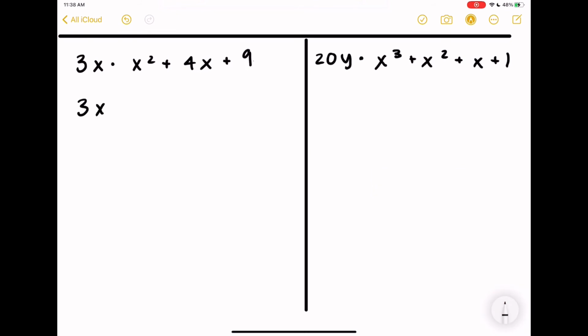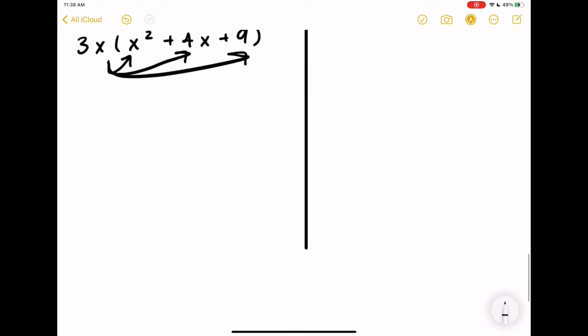Did you do it? Let's check if you got the correct answers. For the first one, we put the polynomial in parentheses and keep the monomial out. Then we use the distributive property, and we'll get 3x cubed plus 12x squared plus 27x.